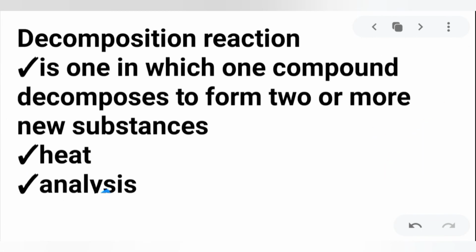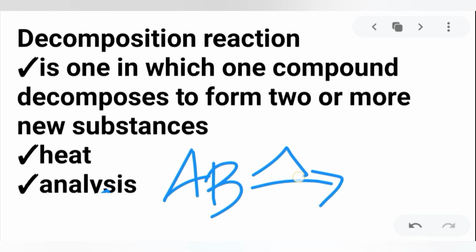Another type of reaction is the decomposition reaction, in which a compound decomposes to form 2 or more new substances. So usually heat is necessary to cause this reaction to take place, and this is also known as analysis reaction. The general form of this equation is AB. When heated, it will yield A plus B. So this is a separation reaction, okay?